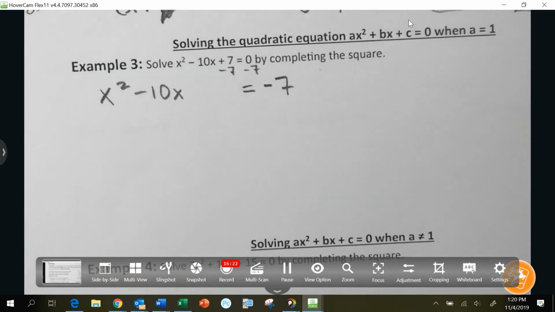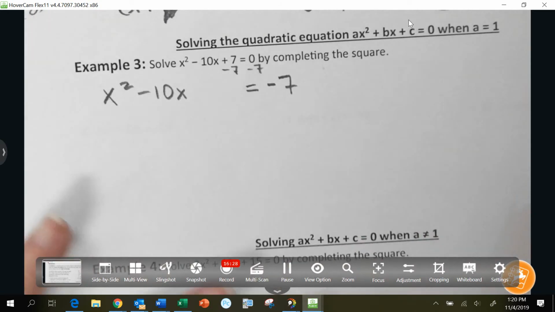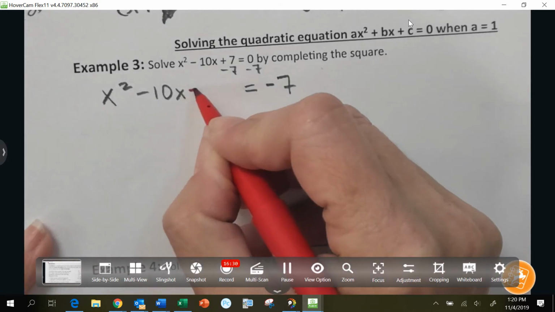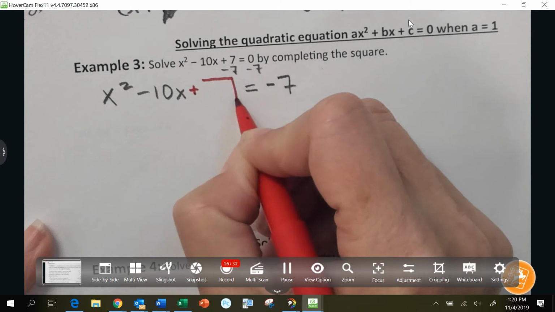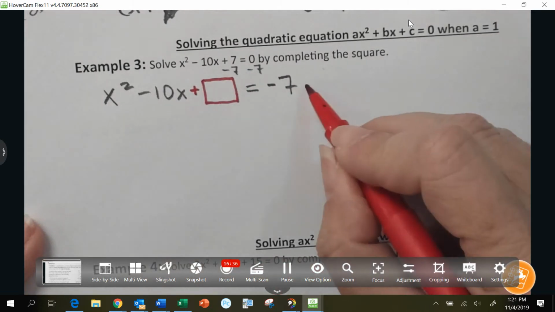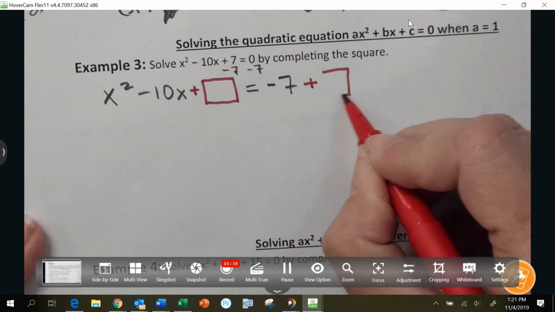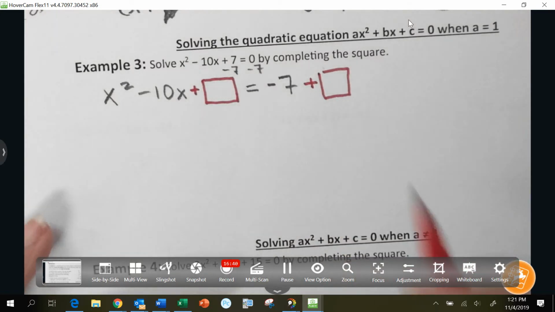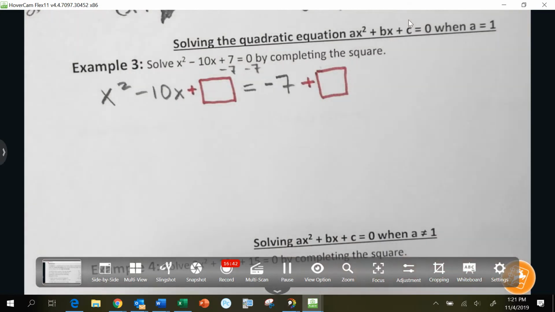Okay, next thing we're going to do is to complete the square. Before I complete the square, there has to be a square here. Okay? So I'm going to put plus a square. And if I do it to one side of the equation, I have to do it to the other side as well. There it is, plus a square. What is the square? That's the C value. So how are we going to find it?